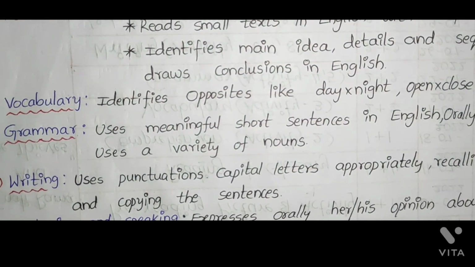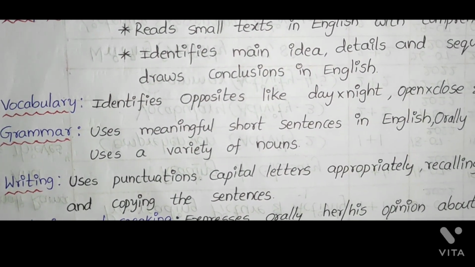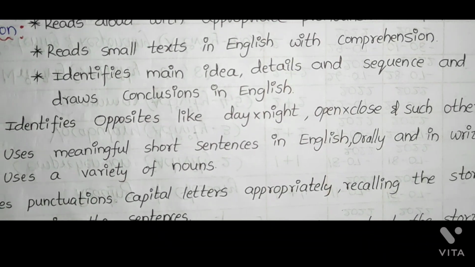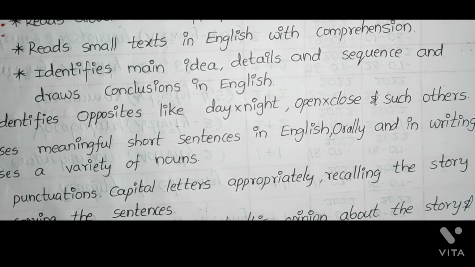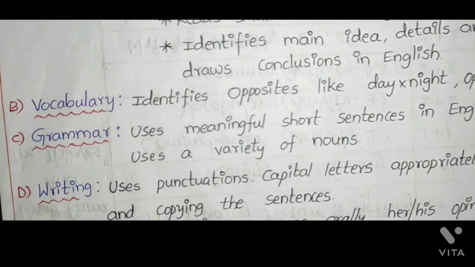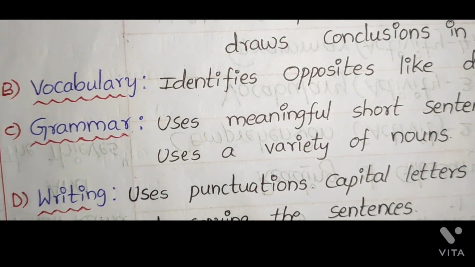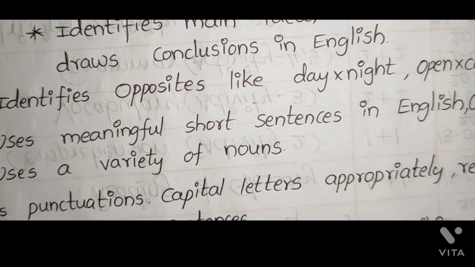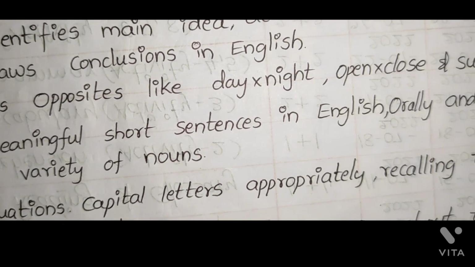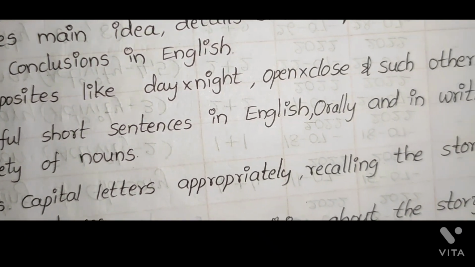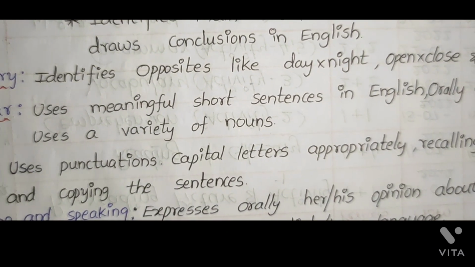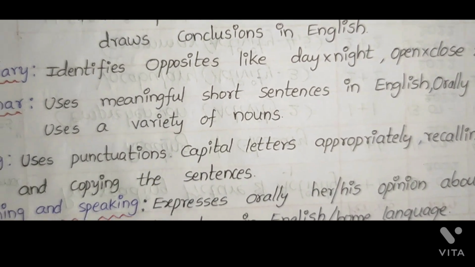Next, vocabulary. Identifies opposites like day into night, open into close and such others. Next, grammar. Uses meaningful short sentences in English orally and in writing. Uses a variety of nouns. Variety of sentences orally or in writing. We give more activities for this grammar. Next one, use punctuation in writing.